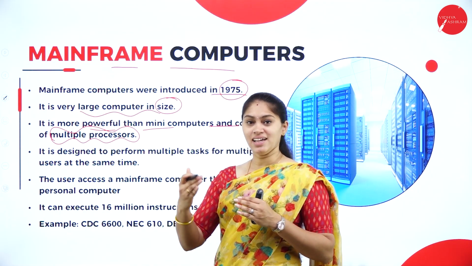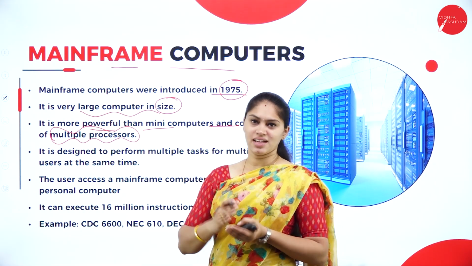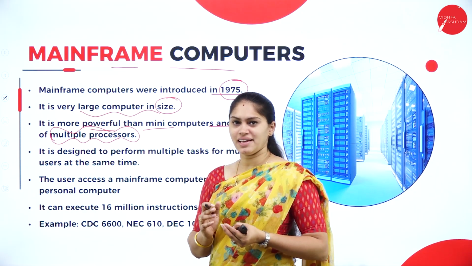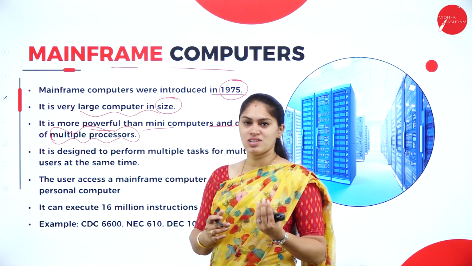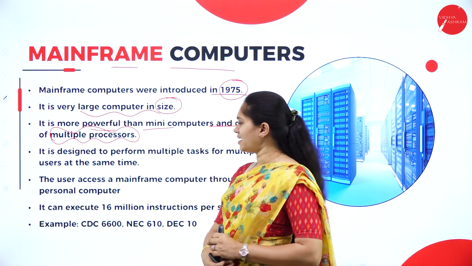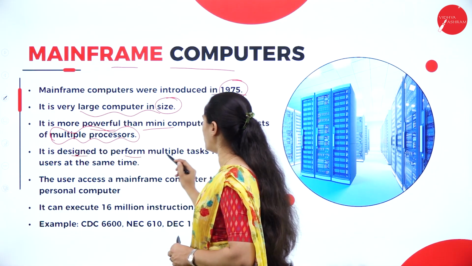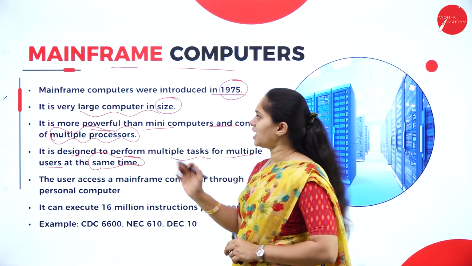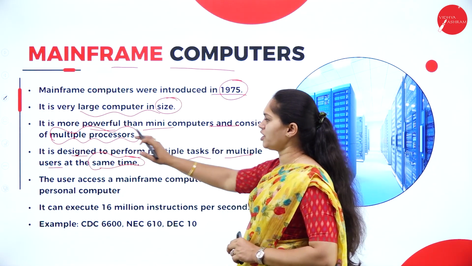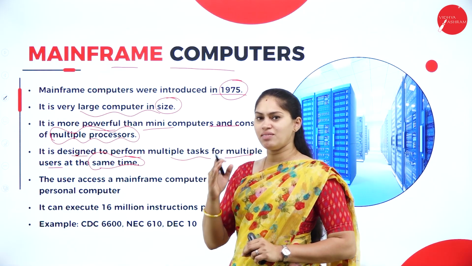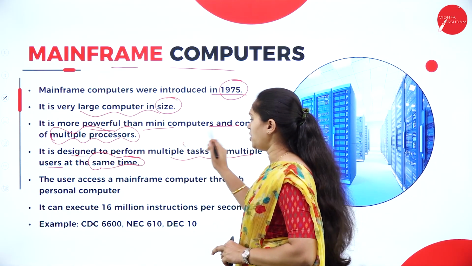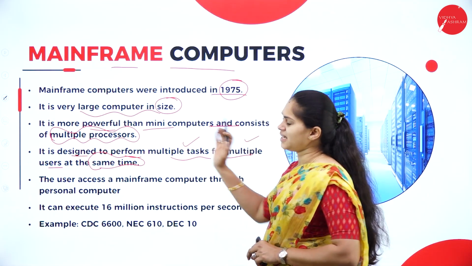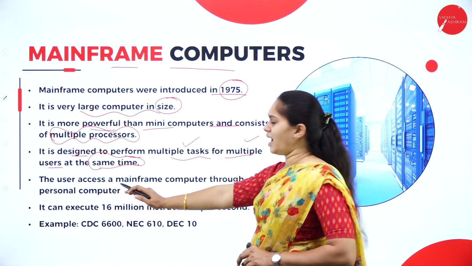If it is having multiple processors, then its speed will be very high. If the speed is high, then it has more efficiency in the calculation and in the performance, and it is going to allow multiple users to access the content simultaneously. Fine. So it is designed to perform multiple tasks for multiple users at the same time. As I said, this mainframe computer will have multiple processors, so it will perform multiple tasks at a time, and it is going to allow multiple users to access the same content at the same time.